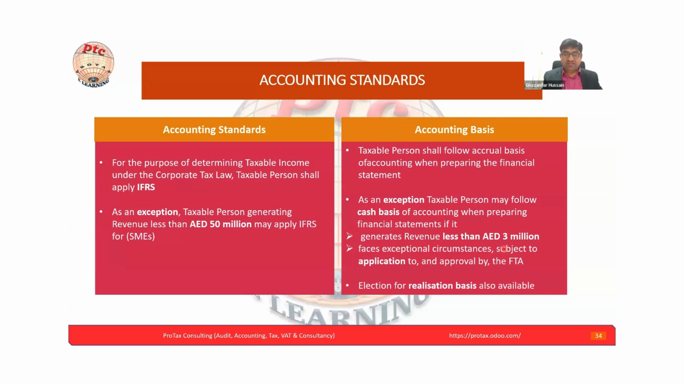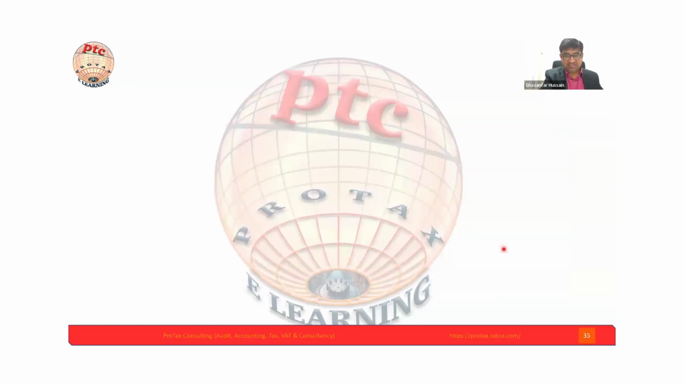If you have less than 3 million, but you opted for the accrual basis, you may apply to the FTA and give the circumstances and whatever the explanation, and you might come back to the cash basis, but subject to the appropriate clarification that you provide to the FTA and subject to approval based on the applicable conditions.